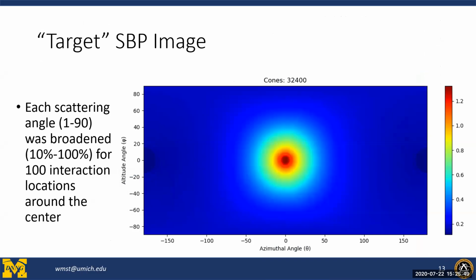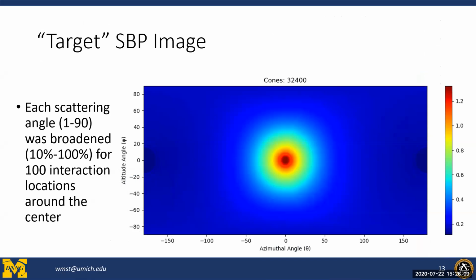And this is theoretically a target simple back projection image. This is what we really want, where we have a very nice distribution, a very clear hotspot, and a very symmetric system, and a very symmetric, what we call a point spread function here.